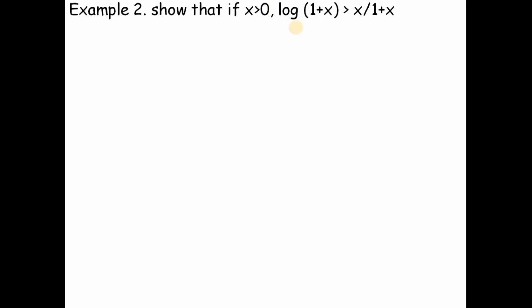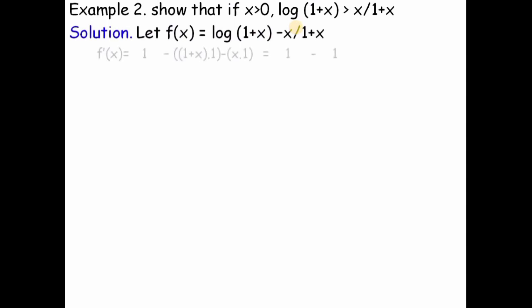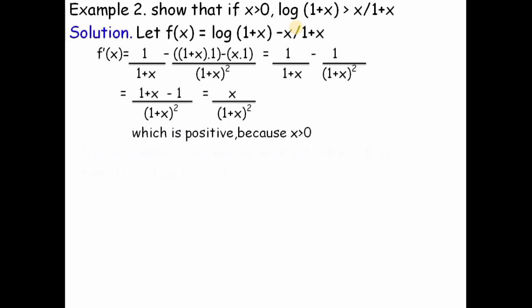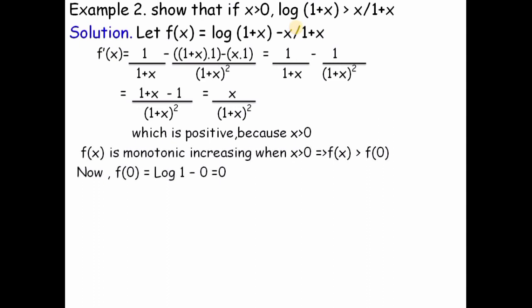Show that if x is greater than 0, log(1 plus x) is greater than x upon 1 plus x. Now let f(x) be log(1 plus x) minus x upon 1 plus x. Taking the derivative of the given function, we notice that it arrives at an expression which is positive if x is greater than 0, so the derivative is always positive. It is implied that f(x) is a monotonically increasing function. If it is monotonically increasing, then f(x) should be greater than f of 0.